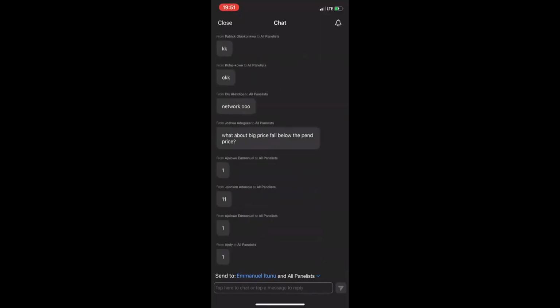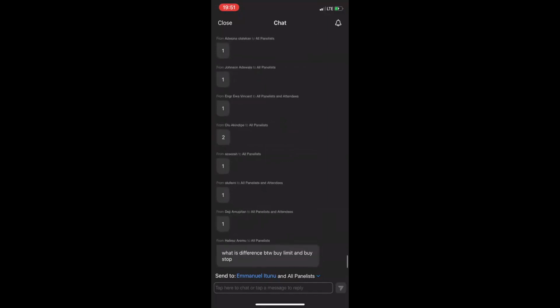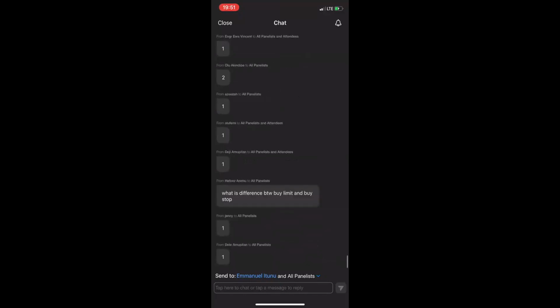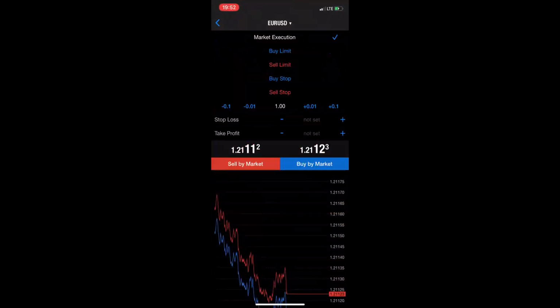Market execution means you're executing immediately. Pending means you're pending till it gets your own price, and once it gets there, it takes you in automatically for a buy or a sell. Buy limit, buy stop, sell limit, and sell stop.